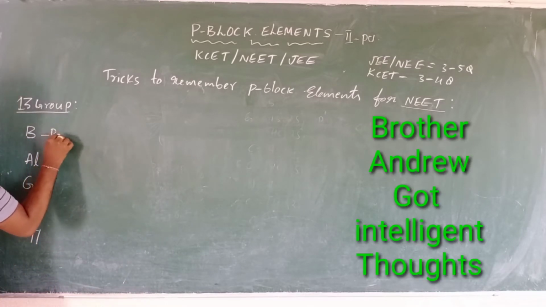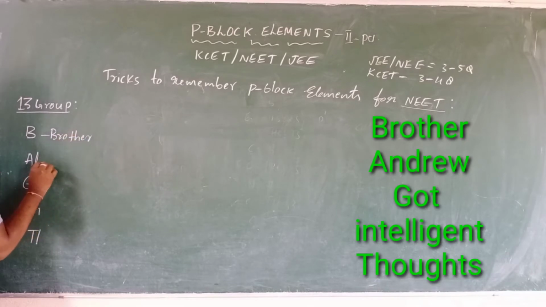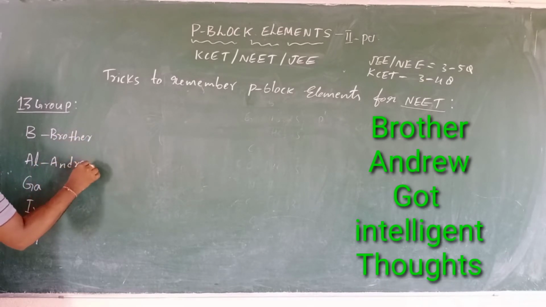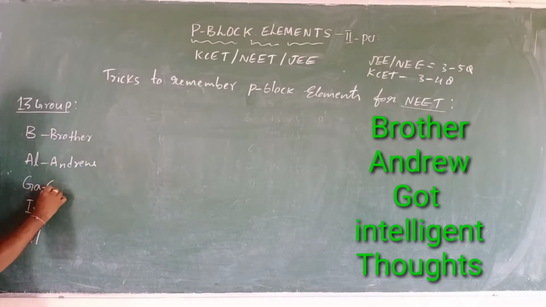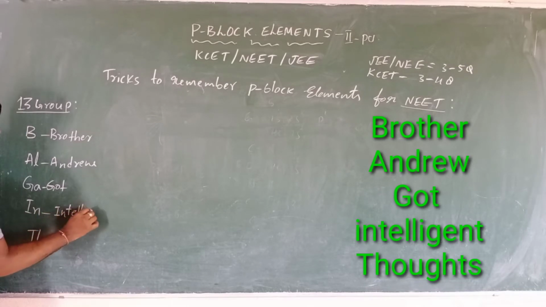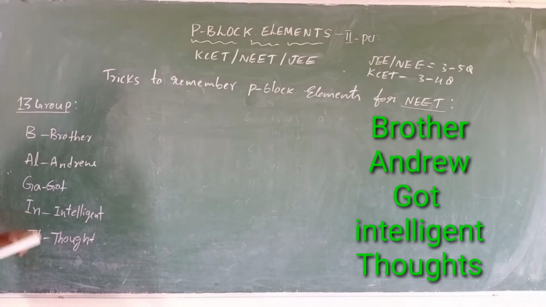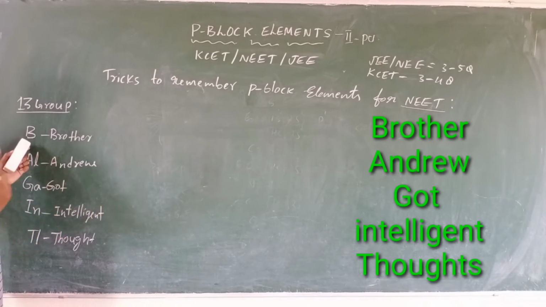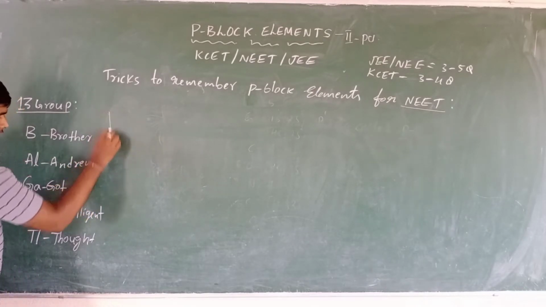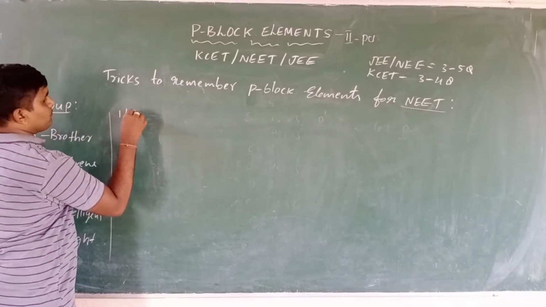You can remember B as Brother, Al as Andrew: Brother Andrew got intelligent thought. This is called boron, aluminium, gallium, indium and thallium. This is what we have discussed already: the number of electrons in the outermost orbital is 1, so it occupies group 13. Fine, now we will go to the next group.